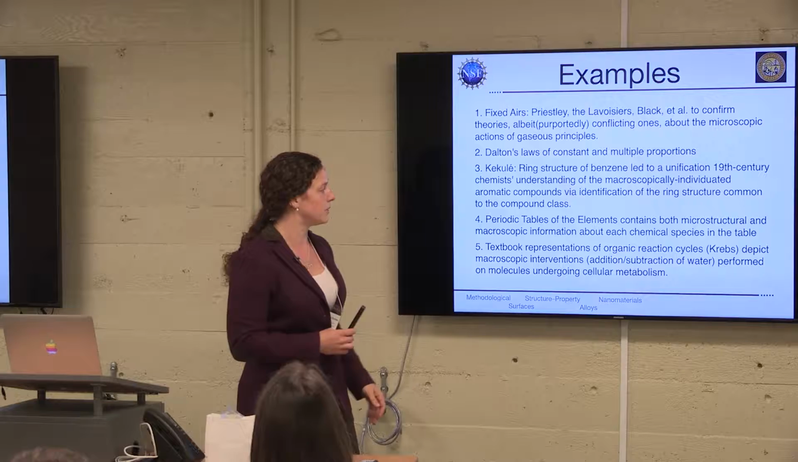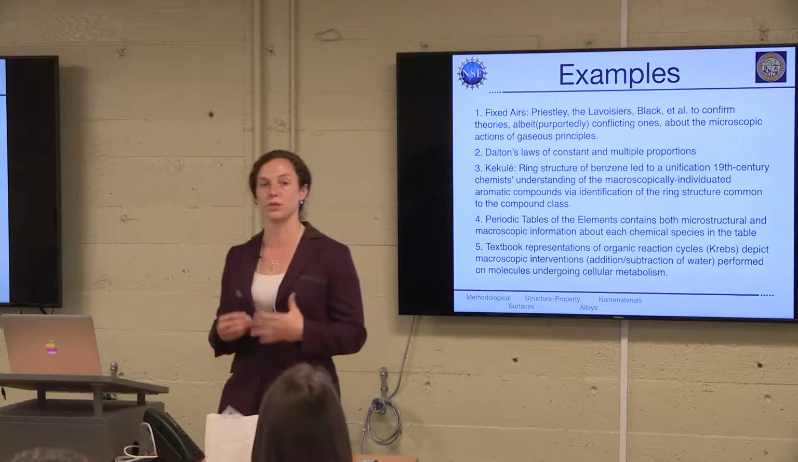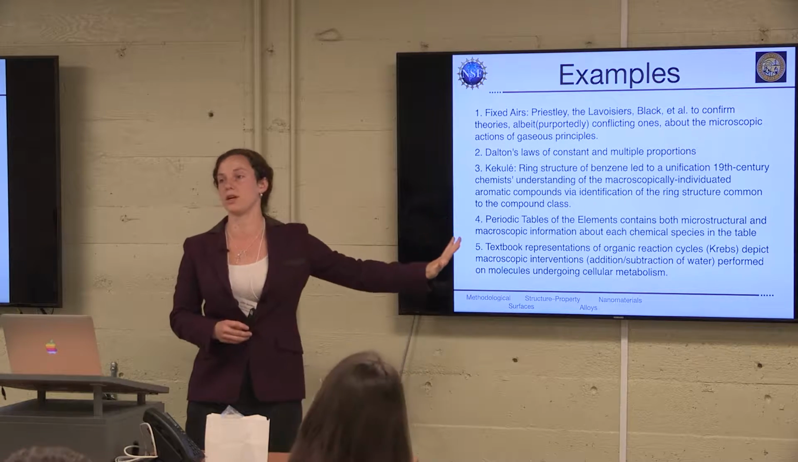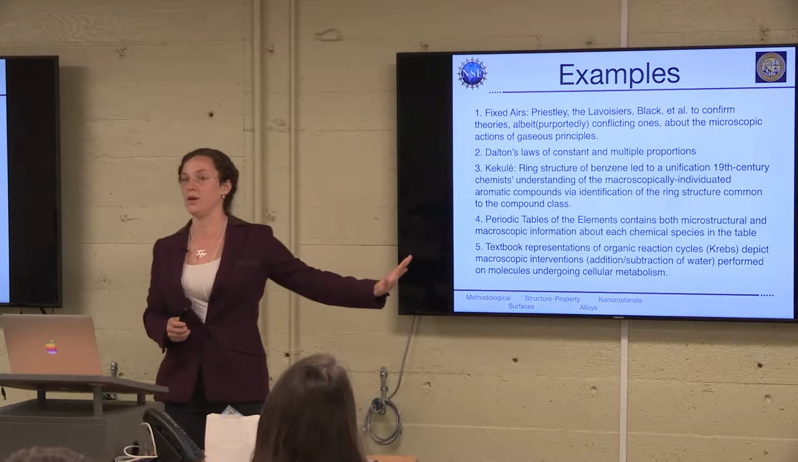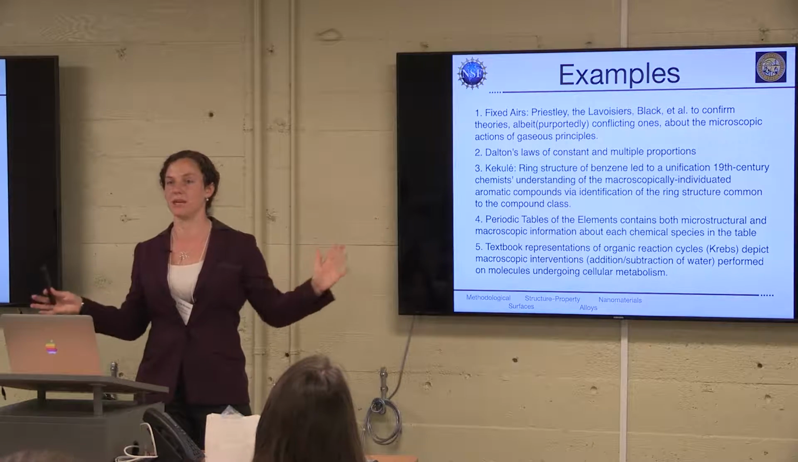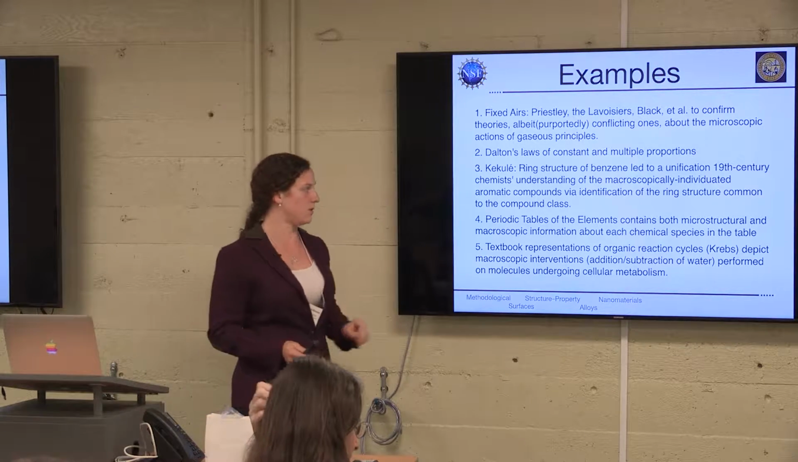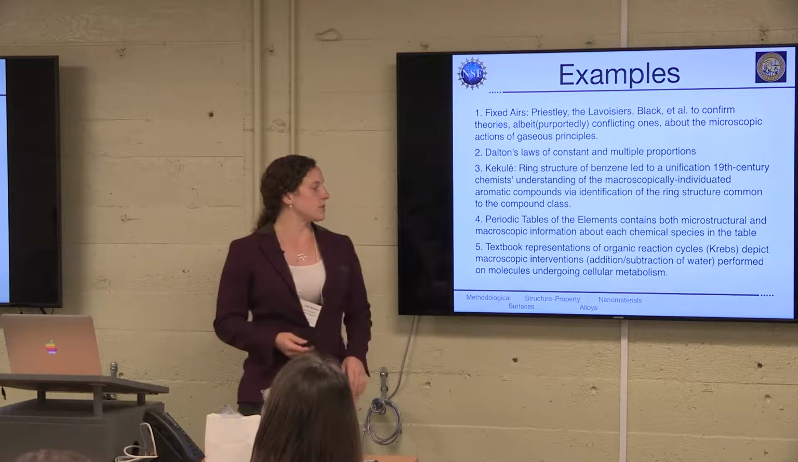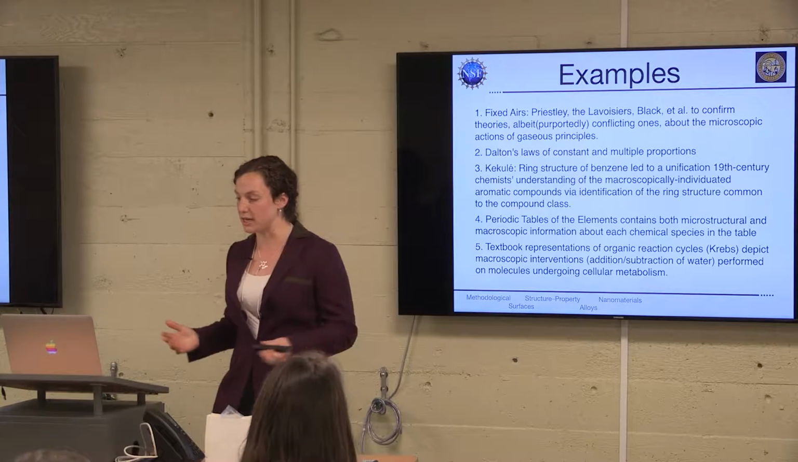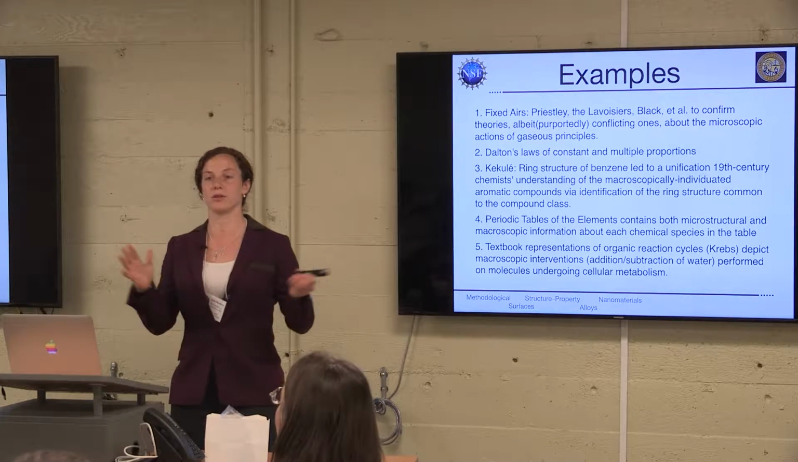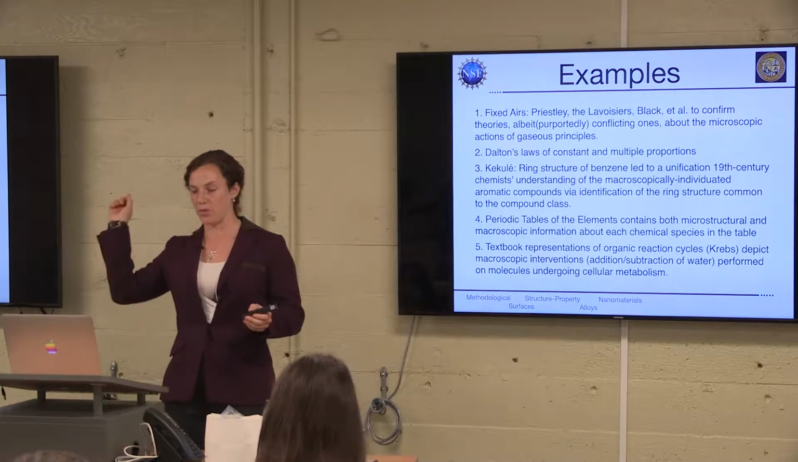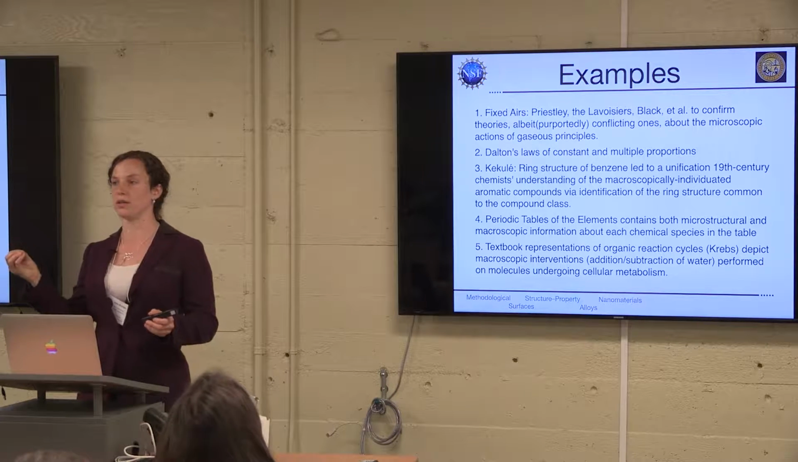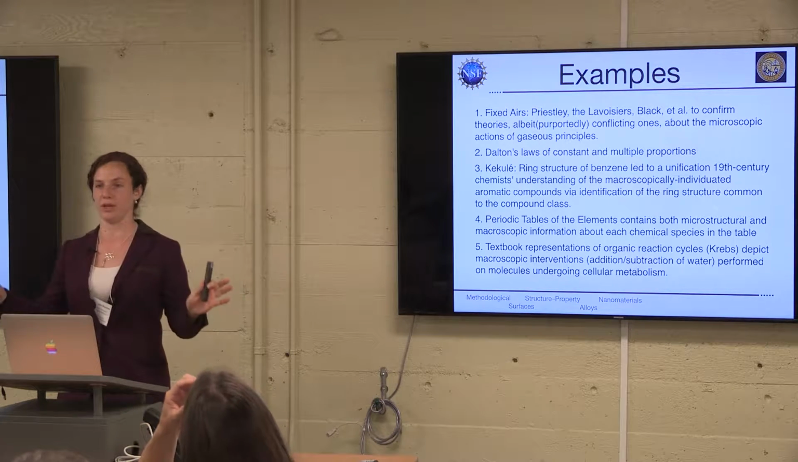The contemporary periodic table of elements contains microstructural and macrostructural information, but we tend to think of the elements as the things with a certain number of protons in the nucleus, right? The whole structure of the table is based on microstructure, even though we'll associate that with macrostructural information. And we have textbook representations of organic reaction cycles, such as the Krebs cycle, which depict things like macroscopic interventions. I can add water here, subtract water there, performed on individual molecules, which is just a weird scale conflation that is all over the place in chemistry, right?